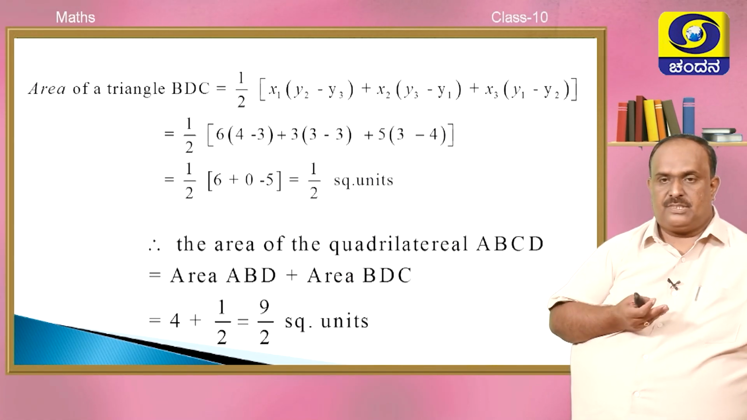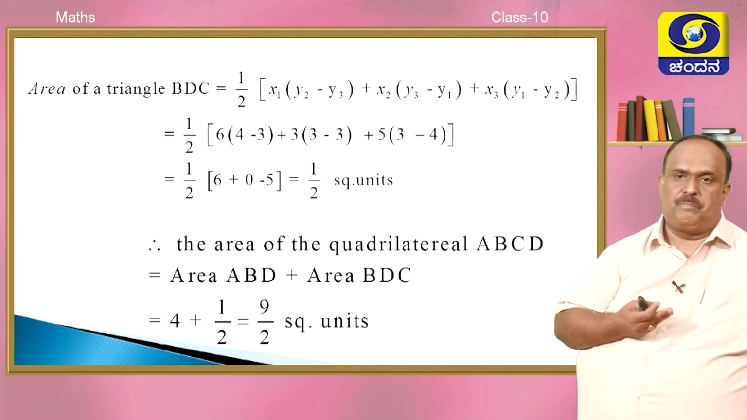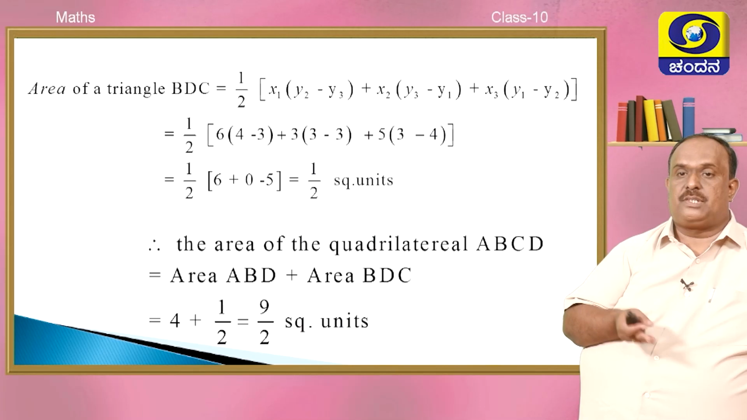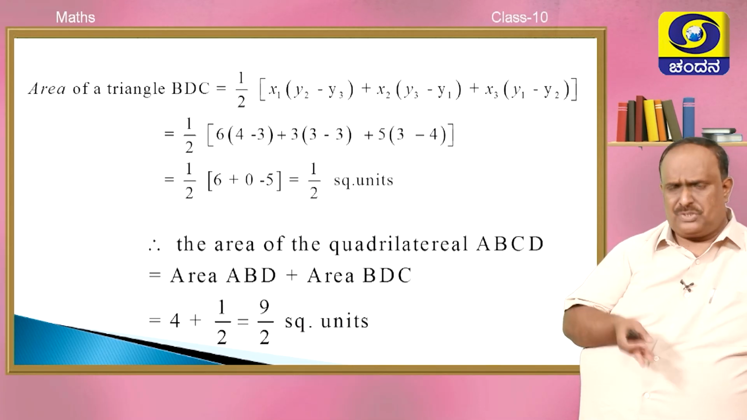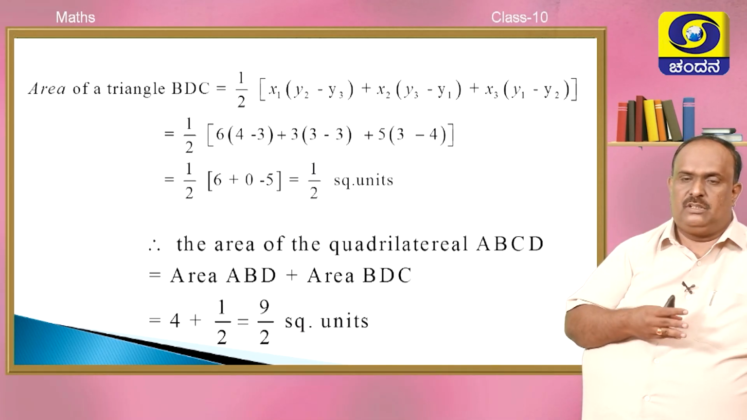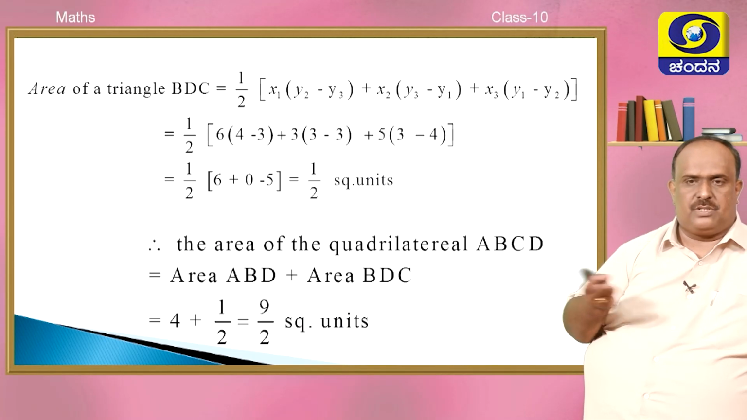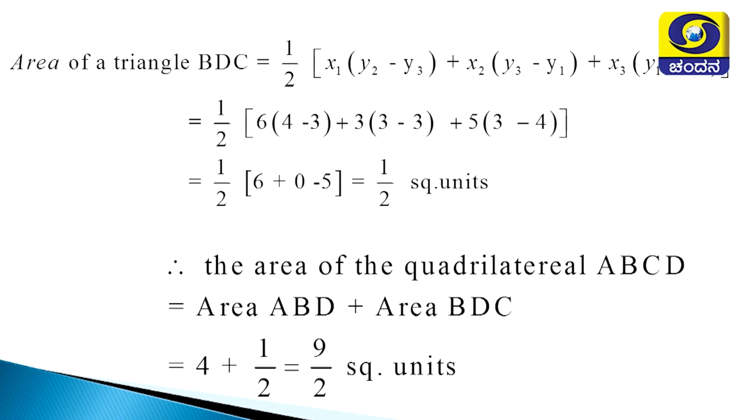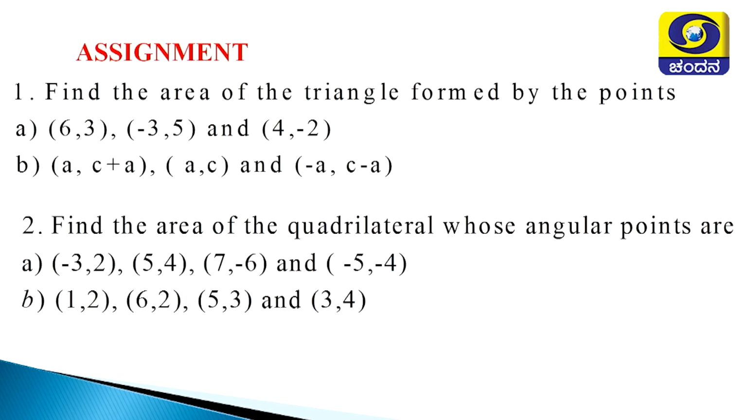The problem is, they don't see that properly. Observation, what we call observational skills, is most important in science subjects, whether it is maths or physics or chemistry, whatever it is. Observe what is there and then proceed. That is the area of the quadrilateral ABCD.